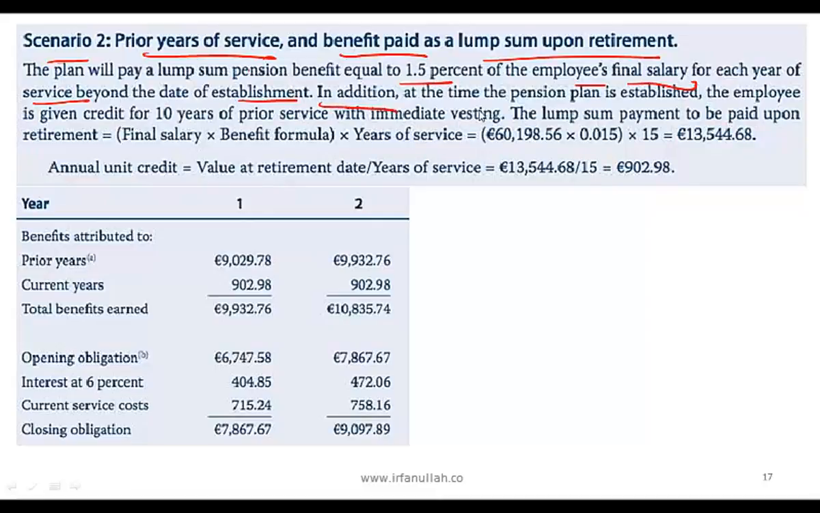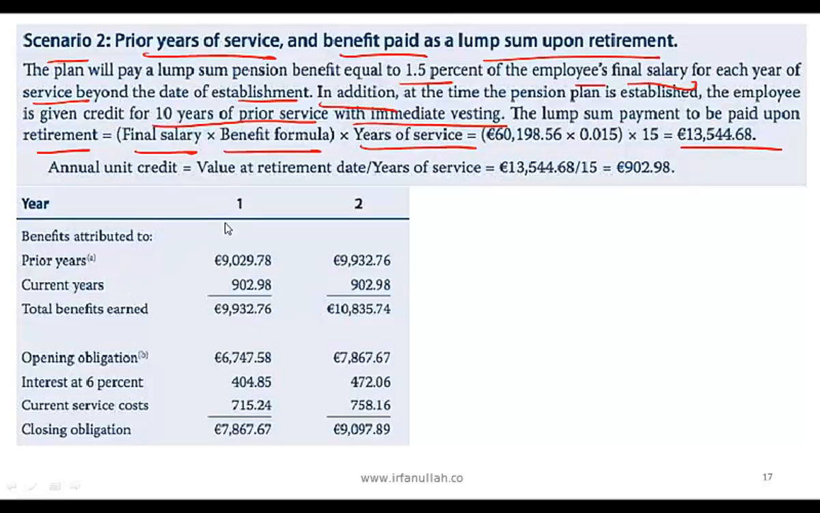But in addition, at the time the pension plan is established, the employee is given credit for 10 years of prior service with immediate vesting. So this is a very generous company. It is saying that we are beginning a pension plan, and for your last 10 years of service, you are going to get credit immediately. The lump sum payment to be paid upon retirement is the final salary times the benefit formula times years of service, which is this amount. But let's look at the numbers over here.